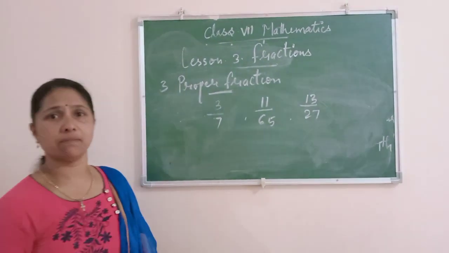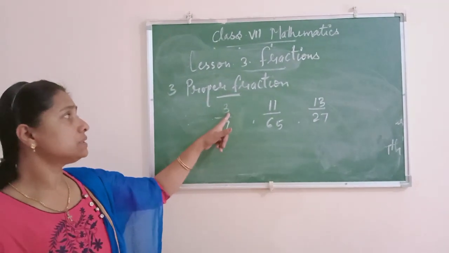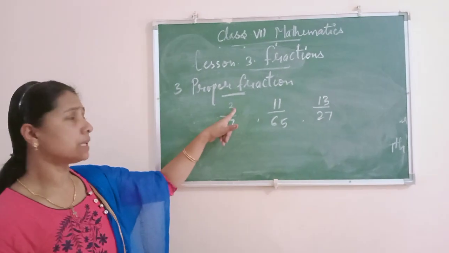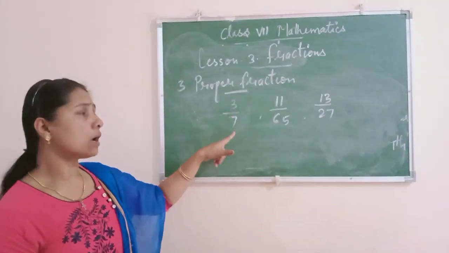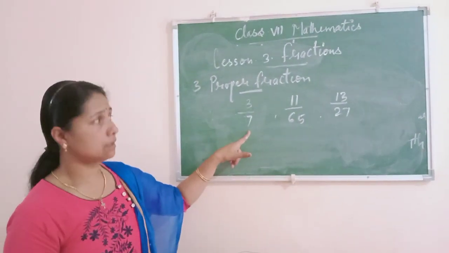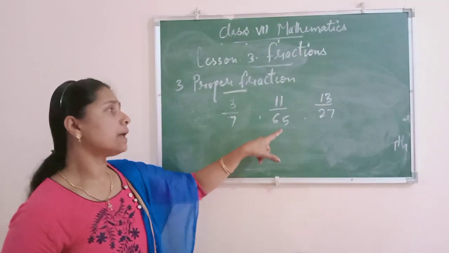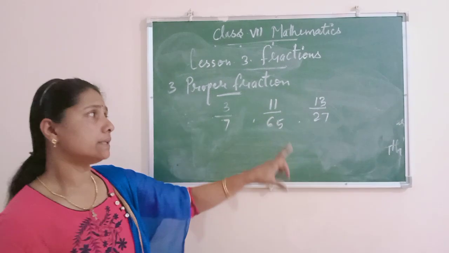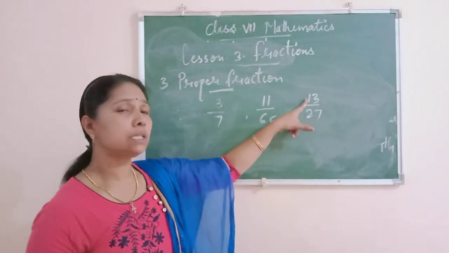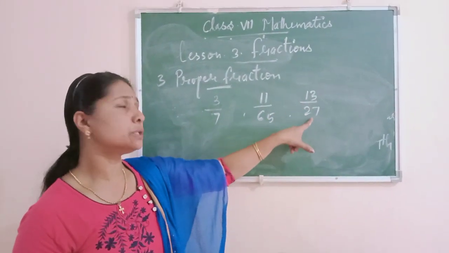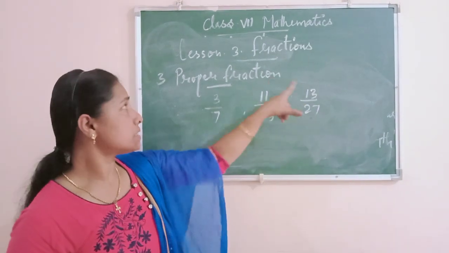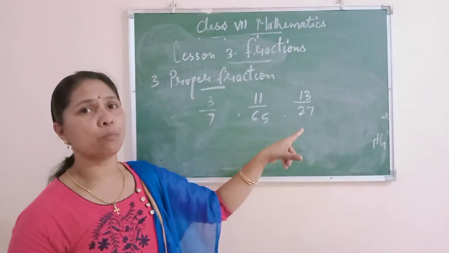Three examples are given here. In the first example, 3 upon 7, here 3, the numerator, is smaller than its denominator 7. In the second example, the numerator 11 is smaller than its denominator 65. And in the third example, the numerator 13 is smaller than its denominator 27. So this type of fraction is called a proper fraction.